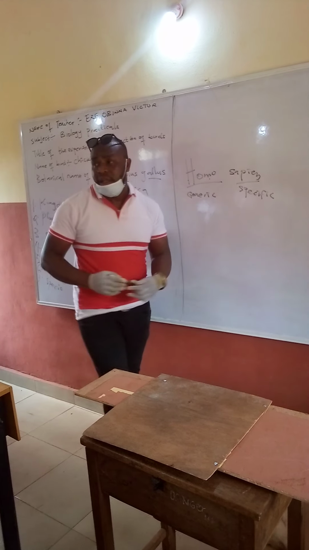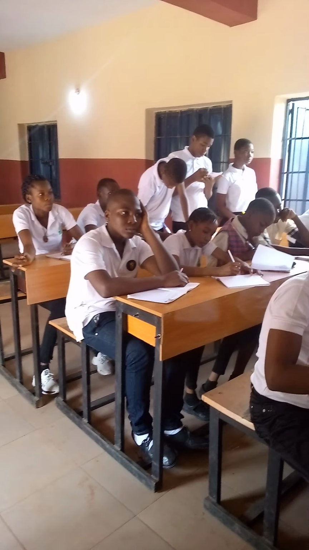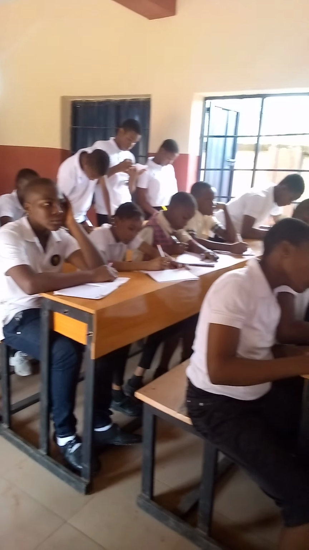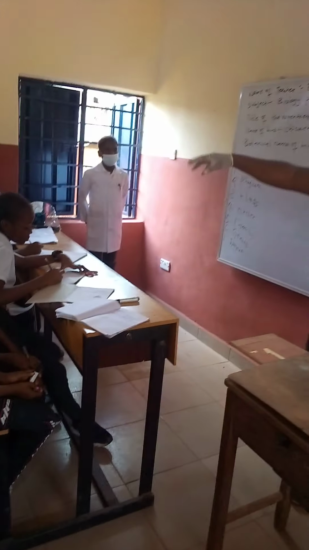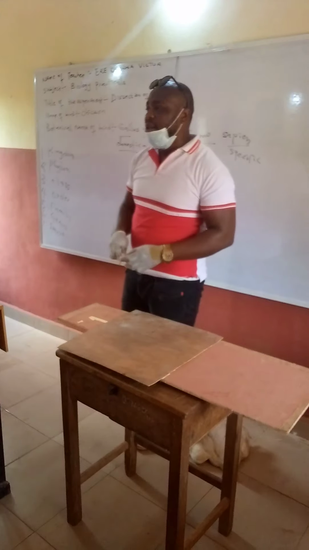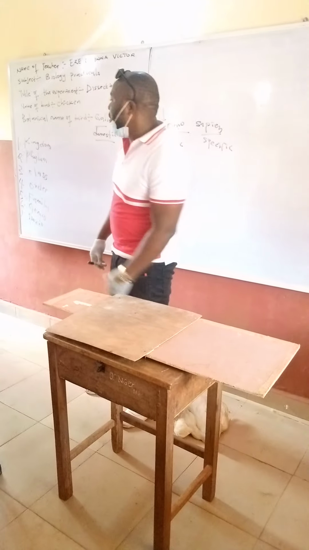Do you understand? So in the system of classification, for chicken, the generic name I have here is Gallus, and the specific name you see is domestica. Do you understand? Domestica comes from the word domestic. It's a domestic animal. Good. It's not a wild animal, it's a domestic animal.